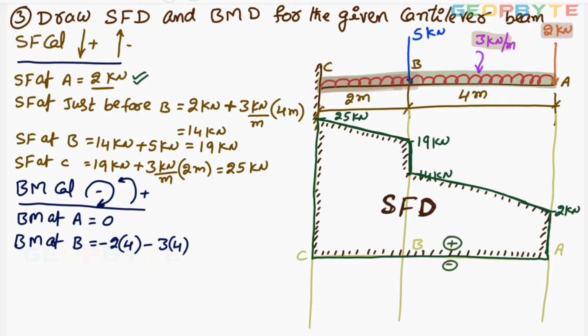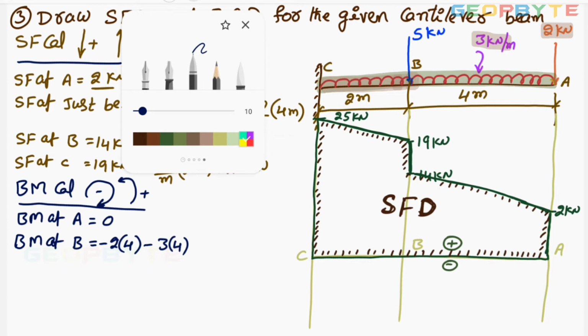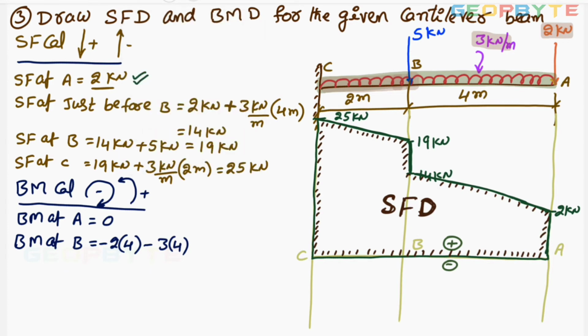Assume that the resultant point load is acting at the middle of AB. From that middle point, you have to take the distance up to B. Once again, once you get the point load from the UDL, assume that the resultant point load is acting at the middle of AB. The middle point to B distance is 2.